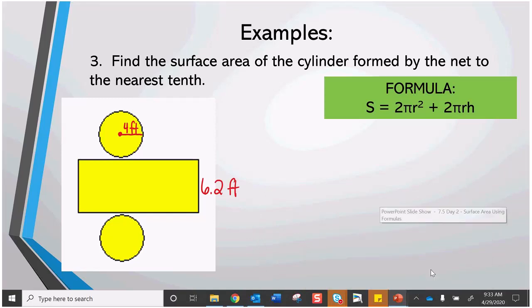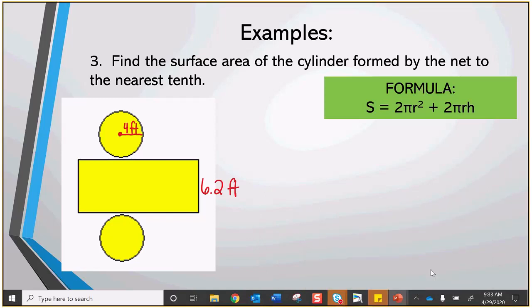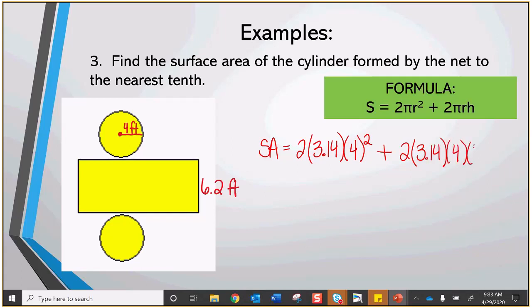Okay. We're going to use that height and that radius to plug into the formula. So here we go. Surface area equals 2 times 3.14. The radius is 4, and remember that number is getting squared. Some of you might already just automatically put 16 there. That's fine. 2 times 3.14 again, times the radius of 4 times a height of 6.2. So again, we've got all the numbers in the right spots. Now we just need to crunch out our answers. So you're going to grab your calculator.